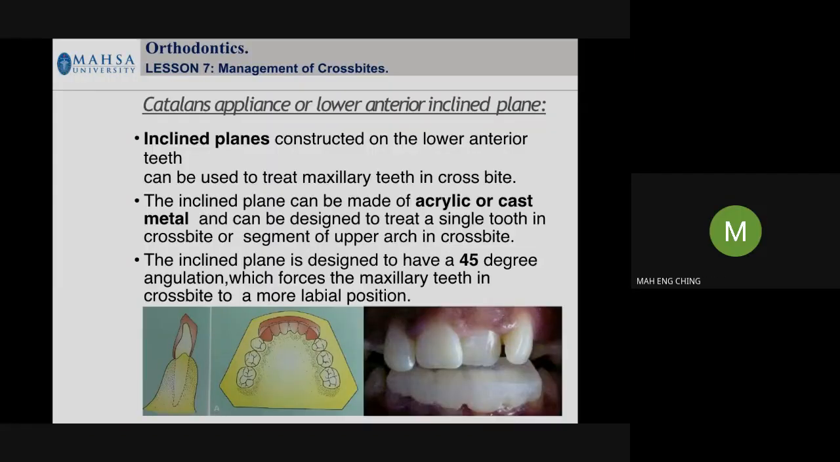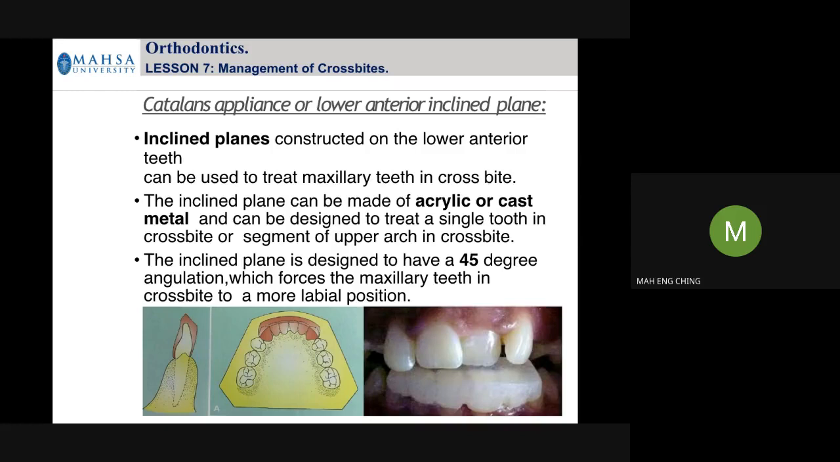Okay. So the second method, you can see, was to use this simple removable appliance, which we call Catalan's appliance, for the lower anterior inclined bite plane. This inclined bite plane has a certain design, which is 45 degrees. So the inclined bite plane is constructed on the lower anterior teeth. Usually it's just a snap-on appliance. So you can put it on the lower incisors, but with the inclined bite plane, which is about 45 degrees.